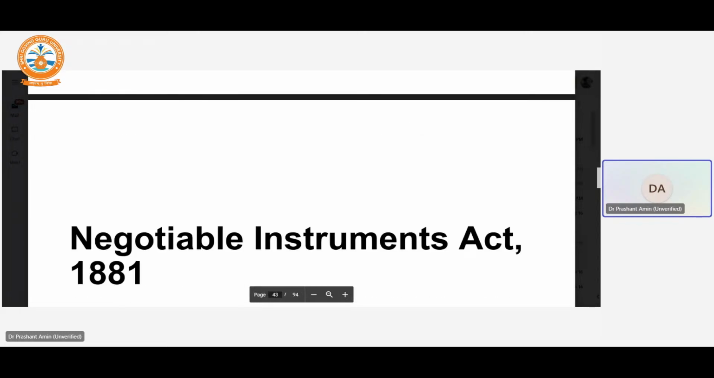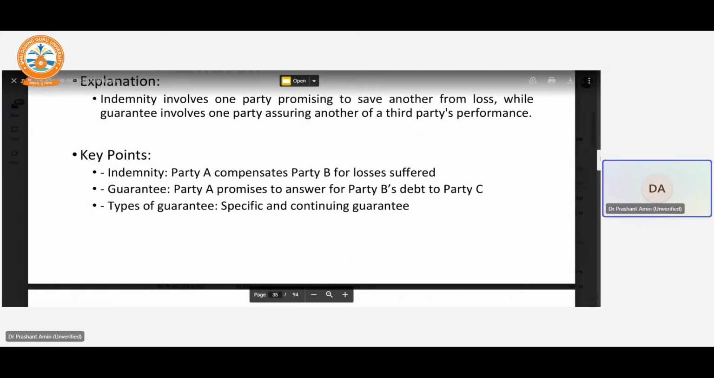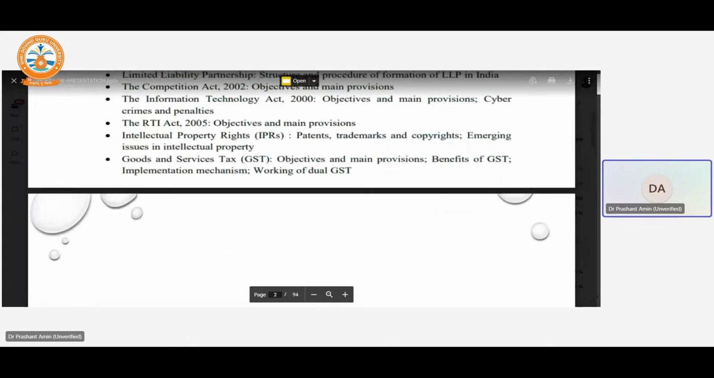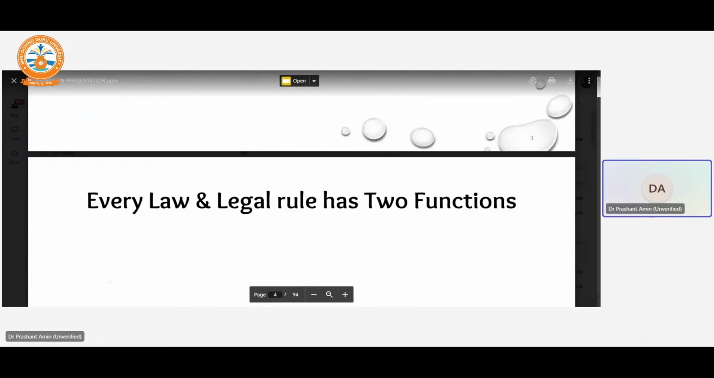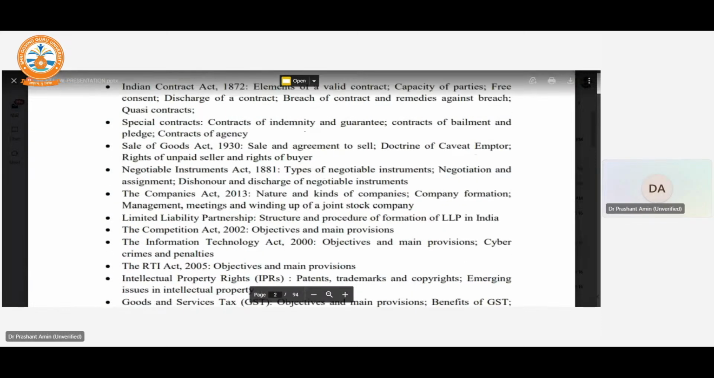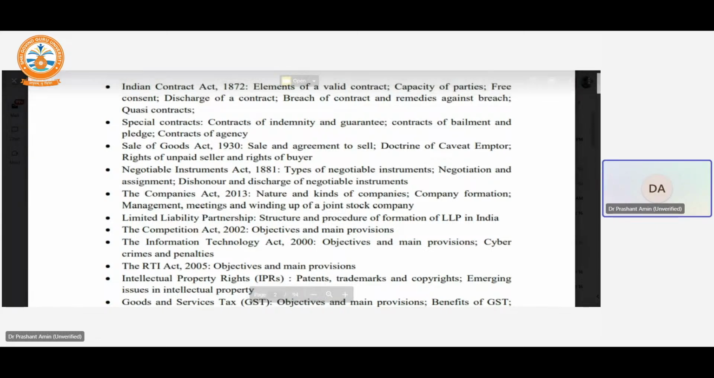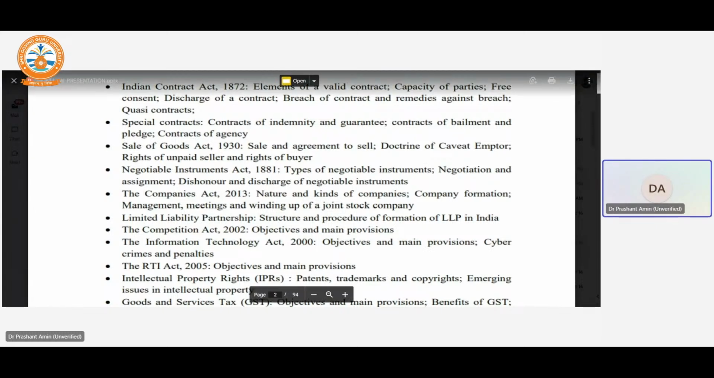Then, the third act: I'm going to the second slide of the syllabus. I presume you can see this. Can you see that? So we have covered the Indian Contract Act. In the Indian Contract Act, there are two sections. Now we have covered the rights of unpaid sellers and the rights of buyers. Now we are going to the Negotiable Instruments Act, right?